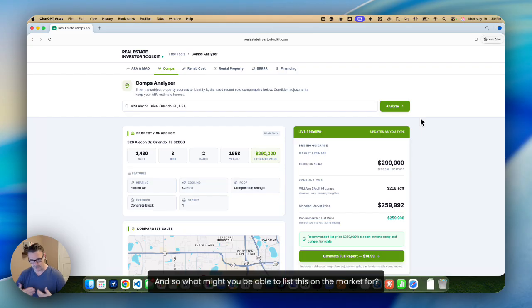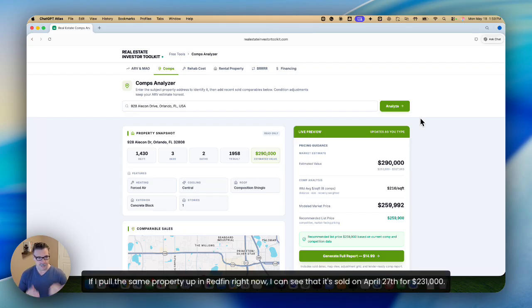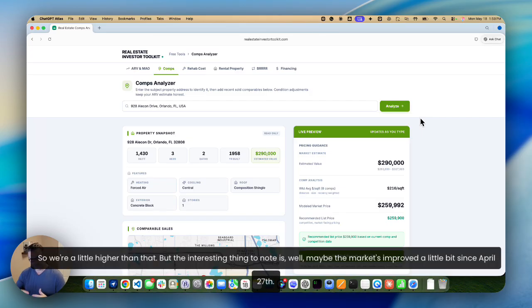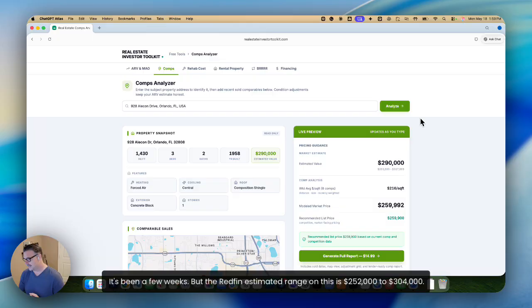And so what might you be able to list this on the market for? If I pull the same property up in Redfin right now, I can see that it sold on April 27th for $231,000. So we're a little higher than that. But the interesting thing to note is, well, maybe the market's improved a little bit since April 27th, right? It's been a few weeks.